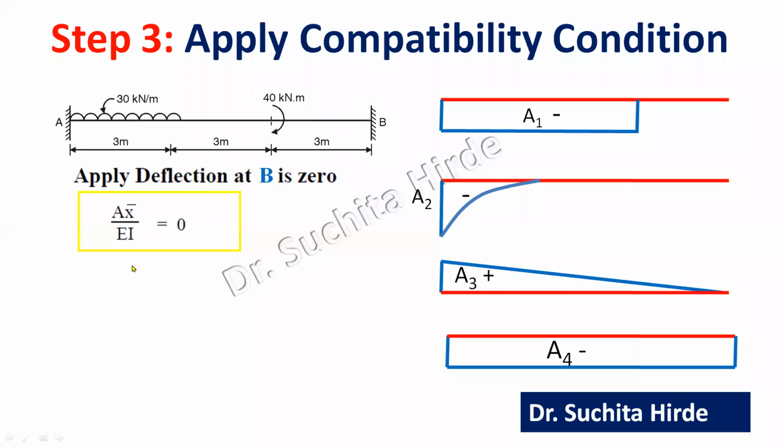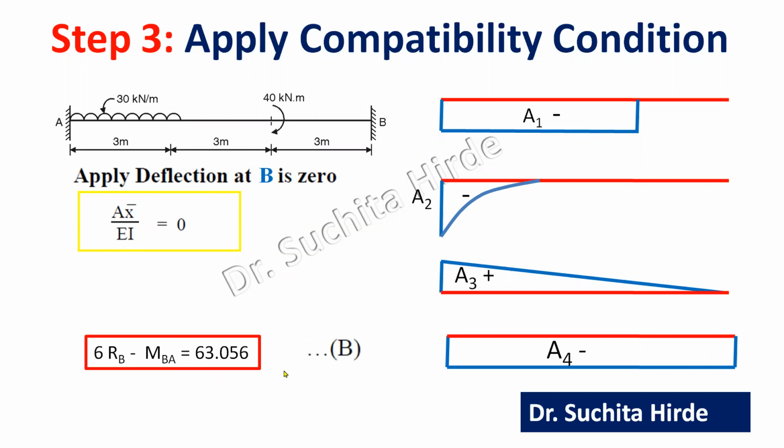So the second compatibility condition is to apply deflection at B is 0, that is A X bar upon EI is equal to 0. If you multiply all the areas by the respective distance of CG from B, you will get this equation. If you simplify this equation further, then you will get the equation 6RB minus MBA is equal to 63.056. Let us consider this as equation B.